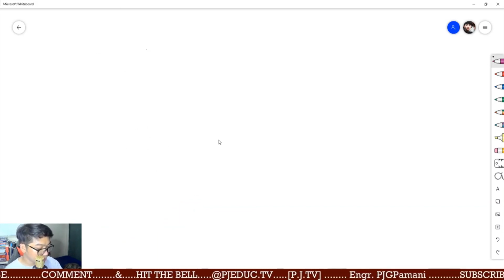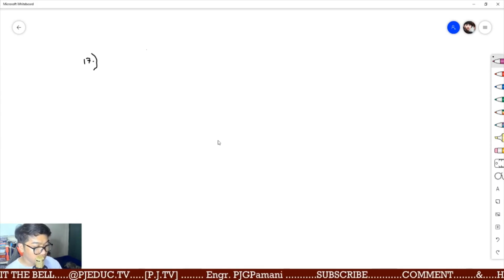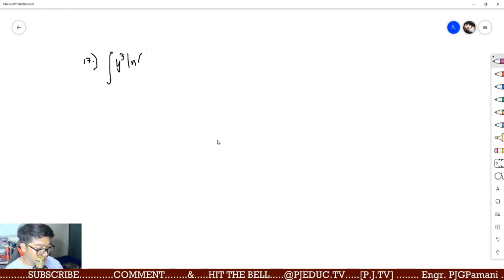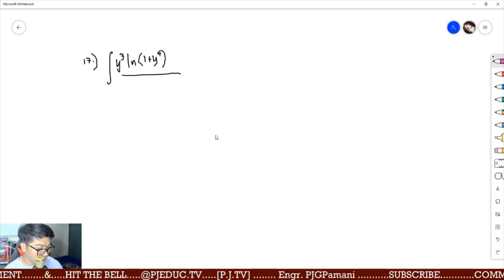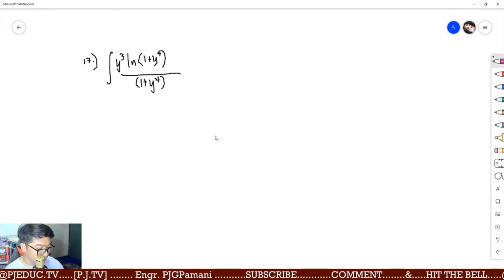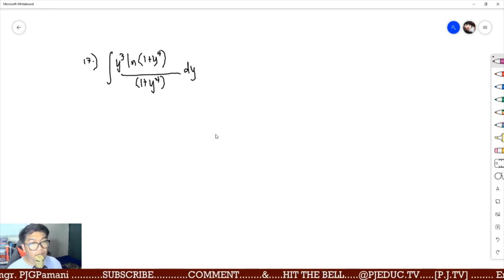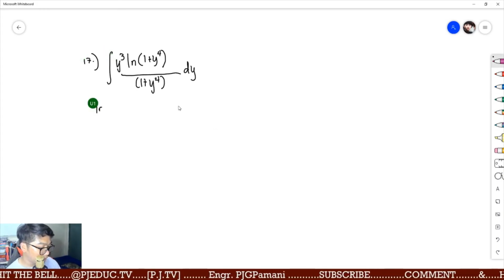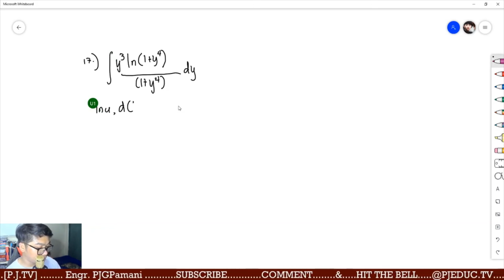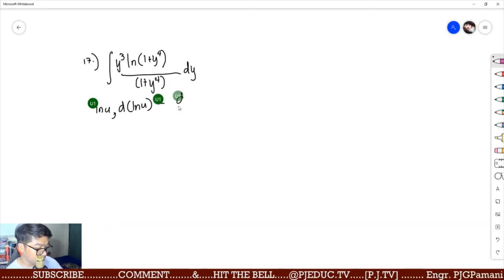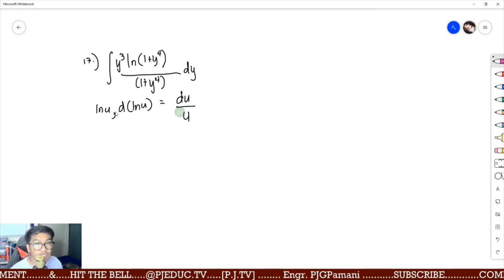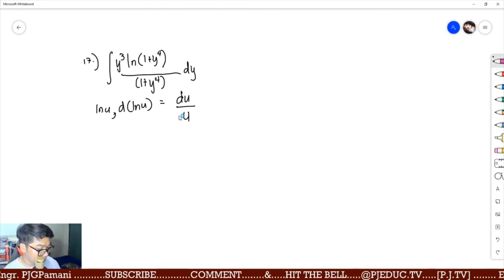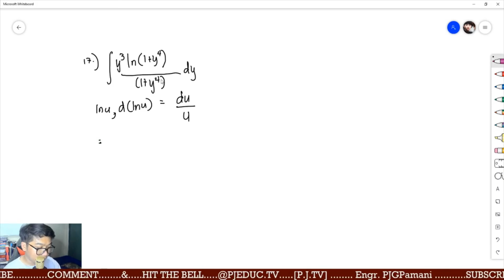Last one. This is problem 17. How about you're asked to evaluate the indefinite integral of y cubed ln (1 plus y raised to the 4th) over 1 plus y raised to the 4th dy. Paano pag ganyan? Remember that the differential of ln u is simply equal to du over u, the differentiated form of the function over the function. Du over u. Para mas madali, ayusin natin yung problem.